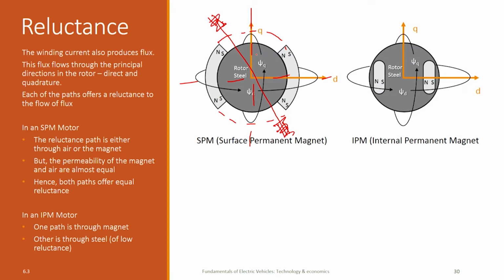You are able to visualize the geometry, because this is going to be very different when we look at the IPM, internal permanent magnet. Here you will see that this is one path and this is another path. In the q direction, the reluctance comes from the steel diameter entirely.